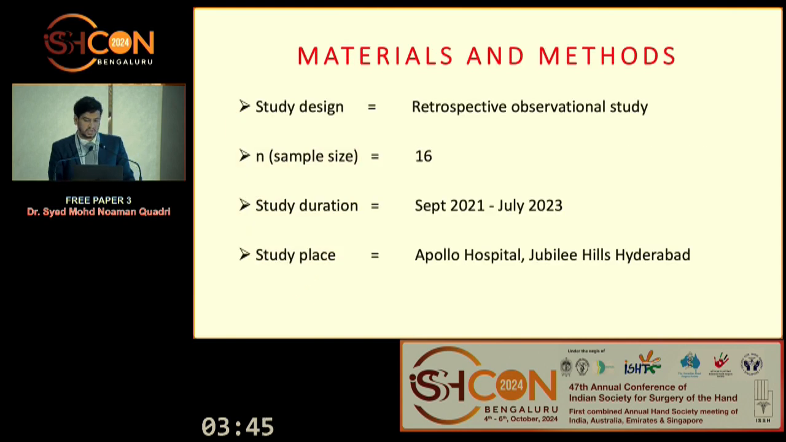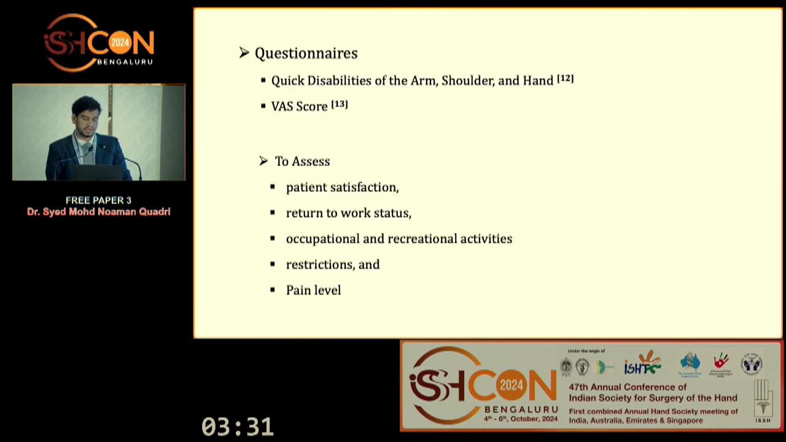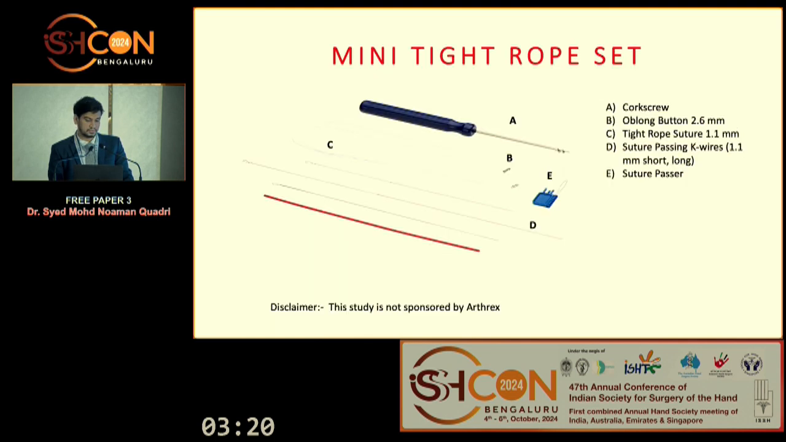This is a retrospective observational study with a sample size of 16 done at our institute. We followed up with physical examination and follow-up radiographs at 3 months and 12 months, and questionnaire methods like Quick DASH and VAS to assess patient satisfaction and their pain levels. This is the overview of the Quick DASH score and the pain score. This is the mini tightrope set, which contains a corkscrew, the suture thread, an oblong button, and a suture passing K-wire.